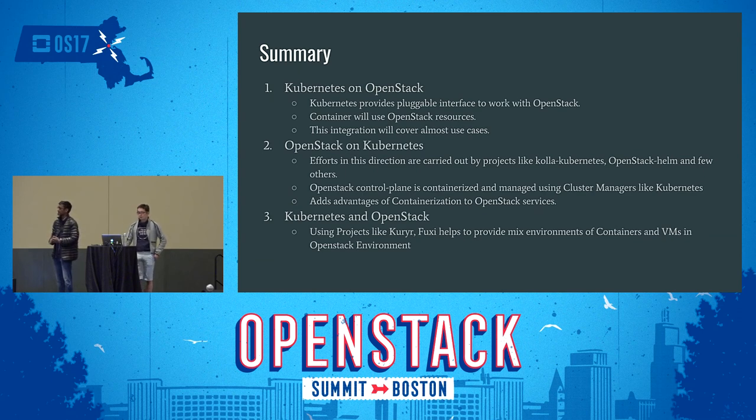Next is OpenStack on Kubernetes. This majorly involves OpenStack services being containerized, and Kubernetes managing all these services. And the third part is OpenStack and Kubernetes, which means using a best networking solution to bridge the gaps between container environments and virtual machines.